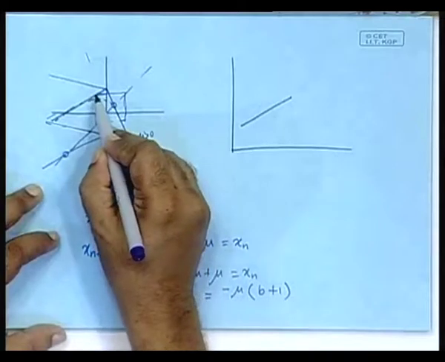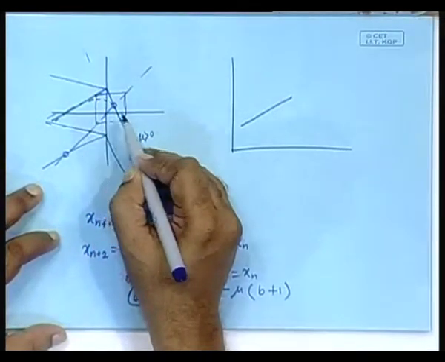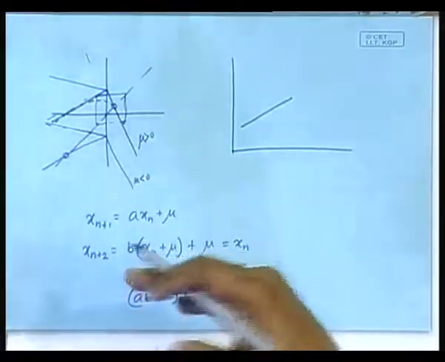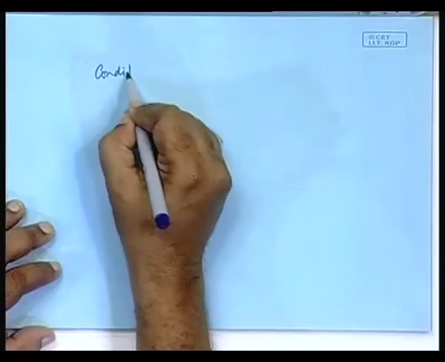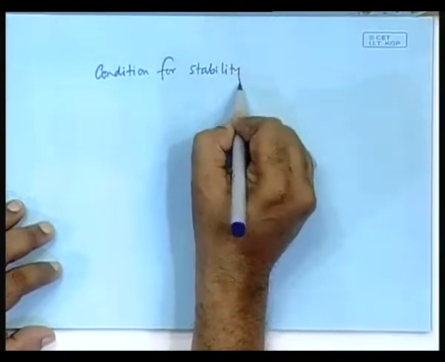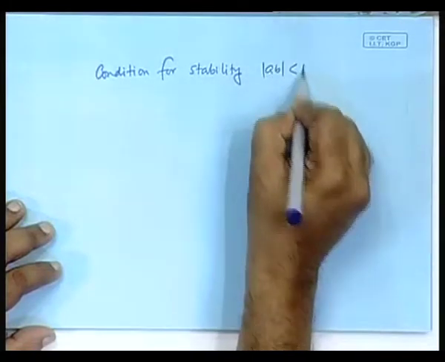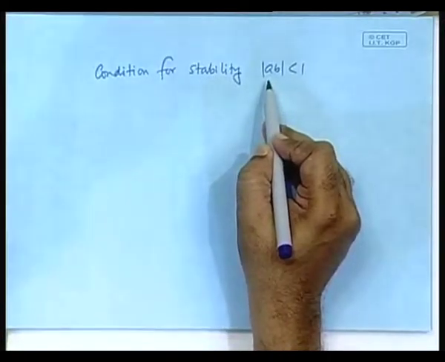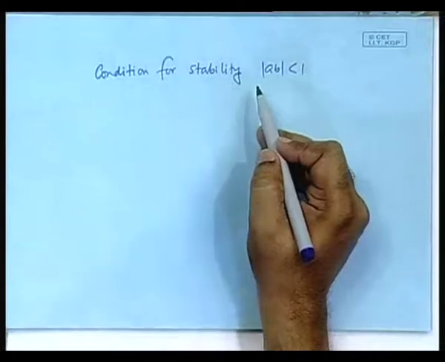There is one iterate on the left side, another iterate on the right hand side. Here the slope is A, here the slope is B. Therefore, the slope of the period 2 orbit will be AB. So, in order for that to be stable, the AB magnitude has to be less than 1. So, the condition for stability is AB magnitude less than 1. That actually gives two conditions, AB equal to plus 1, AB equal to minus 1.